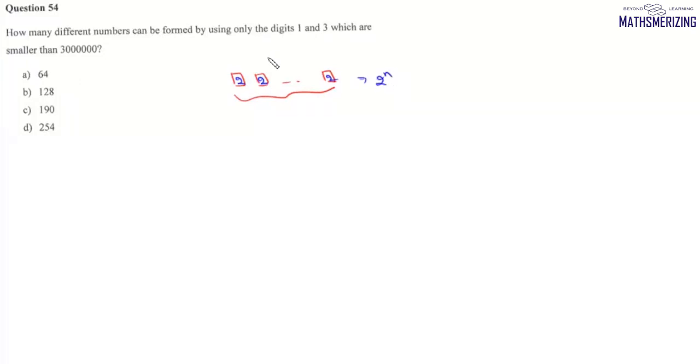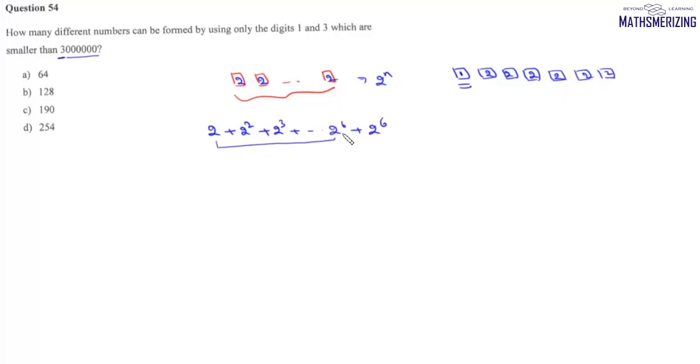So starting with one digit number, there will be two choices. Then for 2 digit there will be 2 square, and then it will be 2 cube. And if we take a 6 digit number, it will come to 2 to the power 6. Now what about a 7 digit number? Now any 7 digit number which is smaller than 3 million should start with 1. So for the first position we have one choice, and then for the remaining positions we have two choices each. So again it will be 2 to the power 6. So the number of such numbers will be this value.